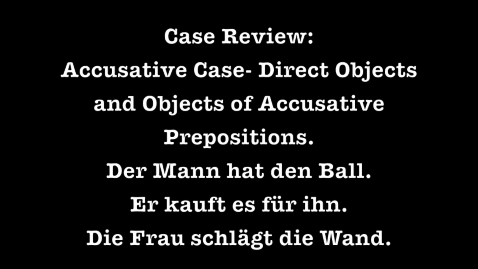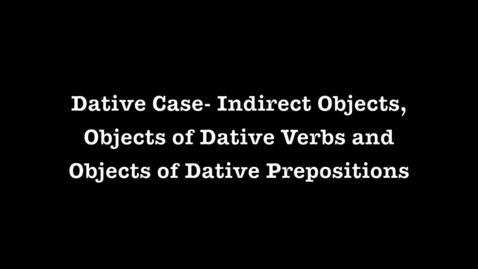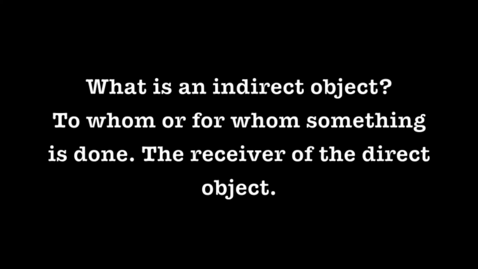Die Frau schlägt die Wand. The woman hits the wall. Die Frau is the subject, and the thing that she is hitting is die Wand, the wall, which makes it the direct object. The dative case is used with indirect objects, objects of dative verbs, and objects of dative prepositions. We're going to start with the indirect objects.